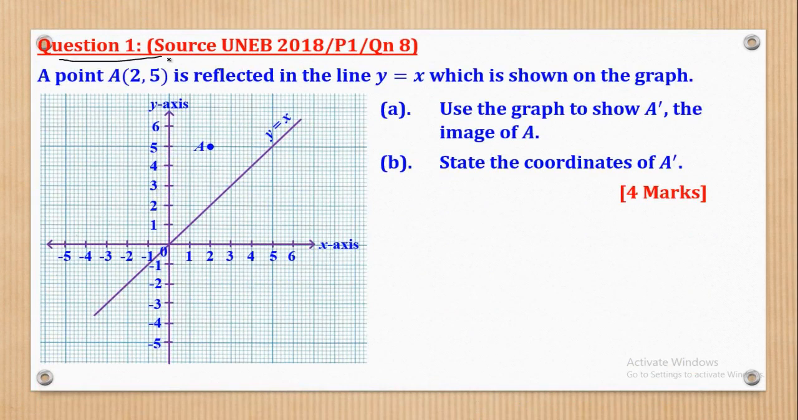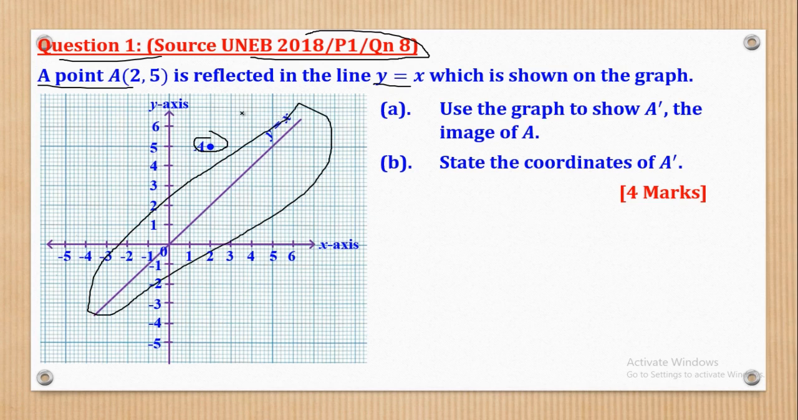Question 1 came from UNEB 2018, paper 1, question 8, and says a point A, which is (2, 5), is reflected in the line y equal to x, which is shown on the graph. So this is our point A, and this is our line. This line is what we call the mirror line, the line upon which reflection occurs.